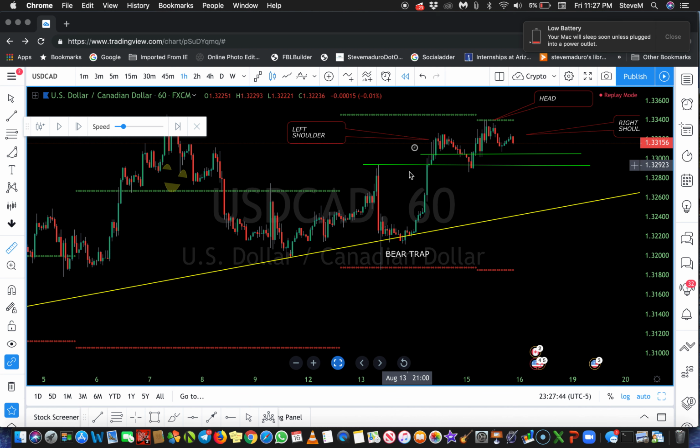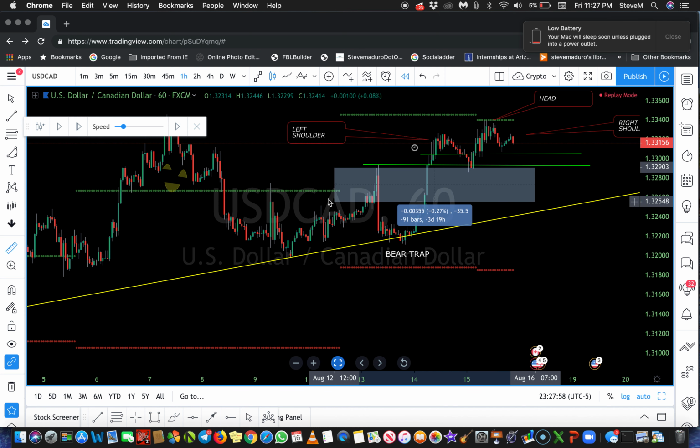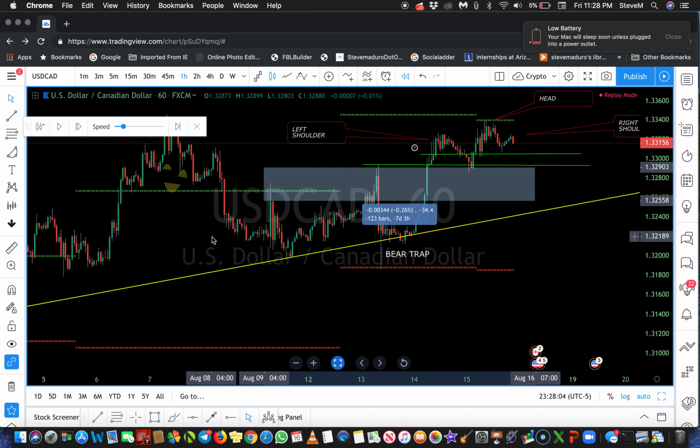20 pips from here. No, I'm sorry. I said I know I can get 20 pips from here. This is what I said, y'all. I can get 20 pips in this zone. I said I know I can.